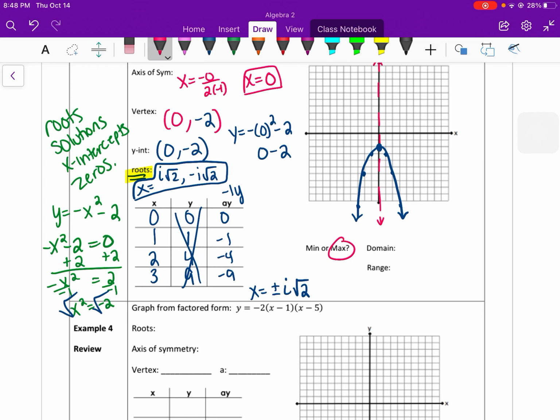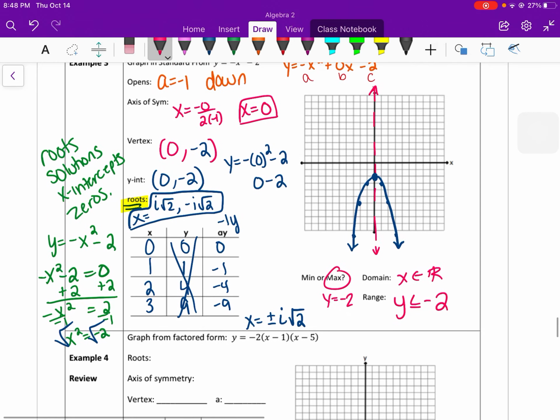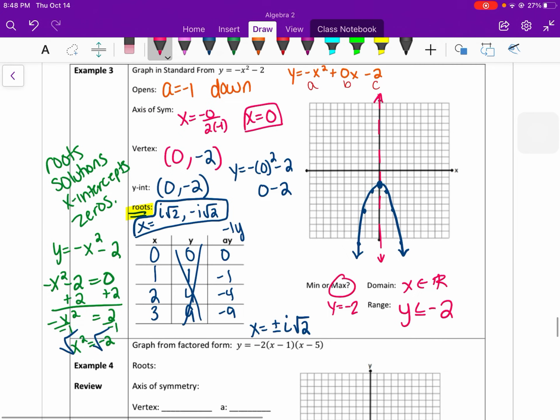This parabola has a maximum value because it opens down. The maximum value is at -2. The domain is all real numbers. All my y values are less than or equal to -2. Had this parabola opened up instead, your output values would have been greater than or equal to -2. So I apologize for not doing an example like that.